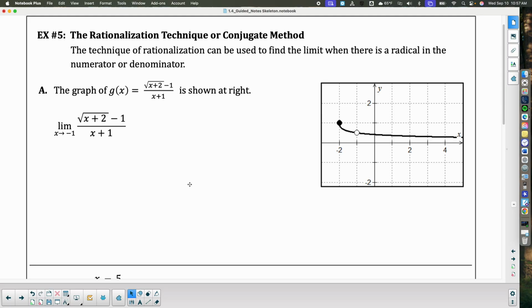Rationalization does not mean multiply the bottom by a square root to make the bottom a normal number. Rationalization actually just means that you are going to multiply by another square root to change its form so that it is not a square root. Rationalization can be done on the top or the bottom of a fraction.